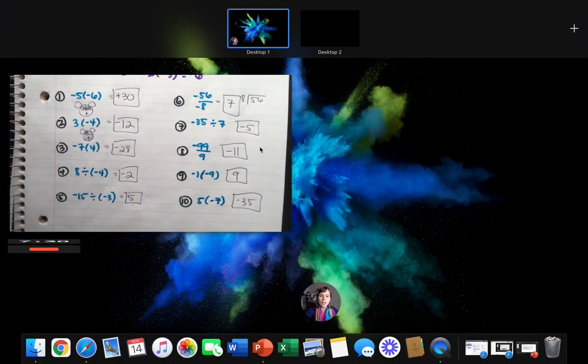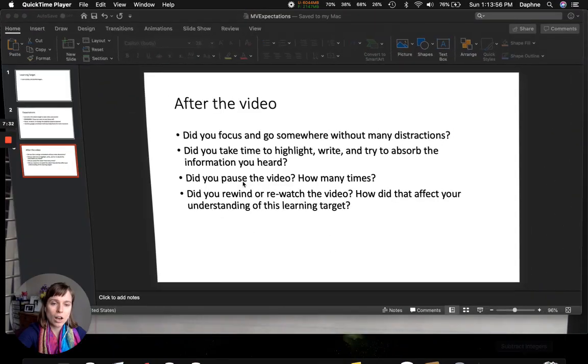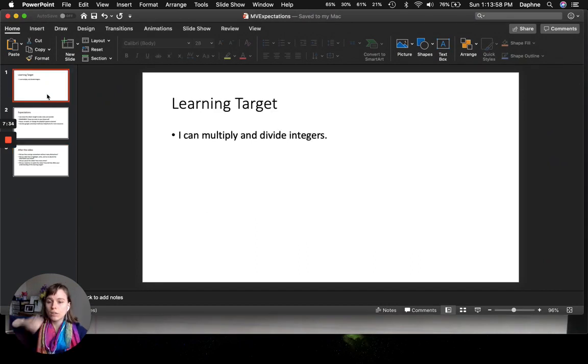All right, and can you confidently say that you can multiply and divide integers? You should already know how to multiply and divide whole numbers, so now we're adding in the negative piece to it. Can you do it with some negatives thrown in there?